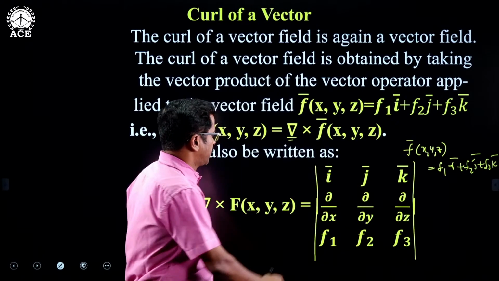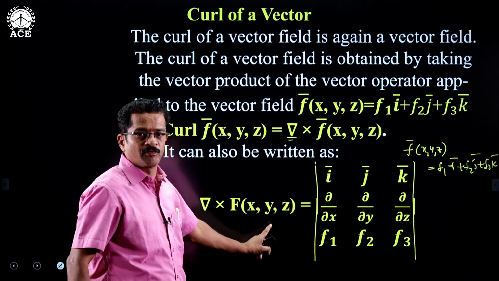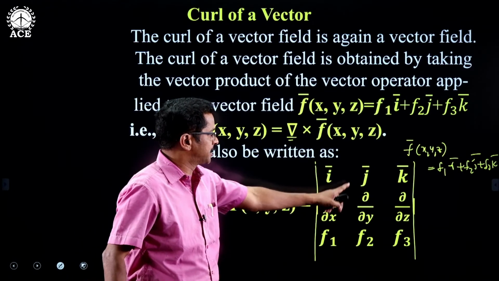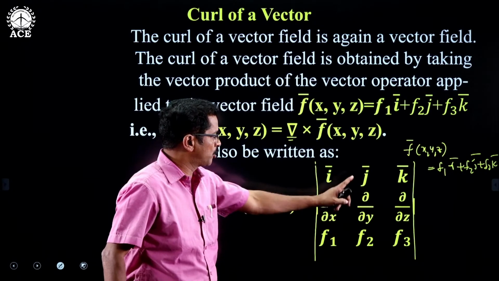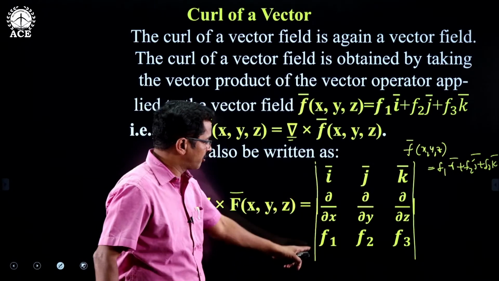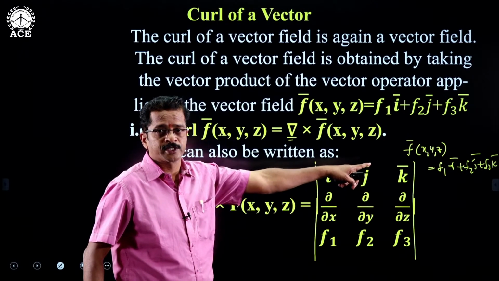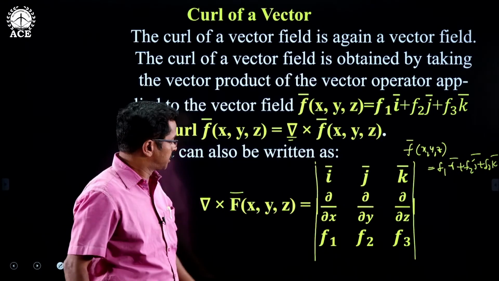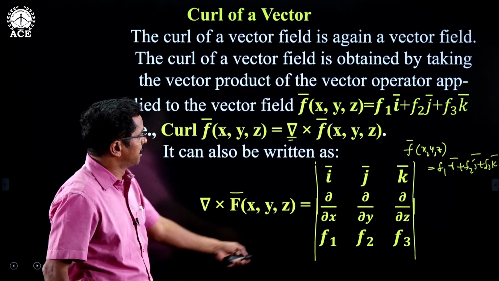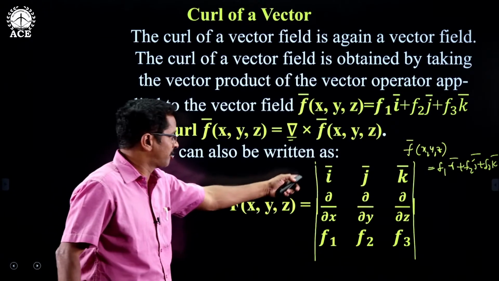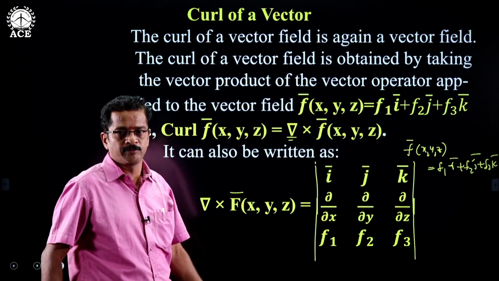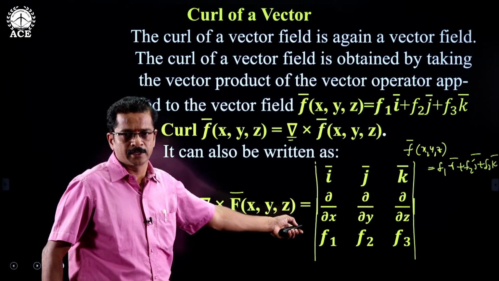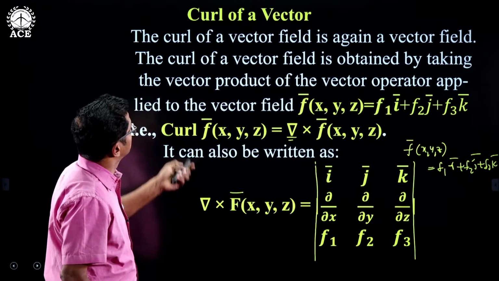Del cross f bar of x, y, z is equal to the determinant of i bar, j bar, k bar; ∂/∂x, ∂/∂y, ∂/∂z; and f1, f2, f3, where f1, f2, f3 are the coefficients of the i bar component, j bar component and k bar component respectively. So this is curl. To evaluate the curl of a vector, this is the formula you have to take. You are all aware of how to find a determinant, so you need to apply that here. Now this is the curl of a vector.